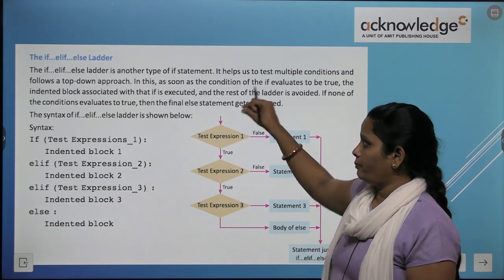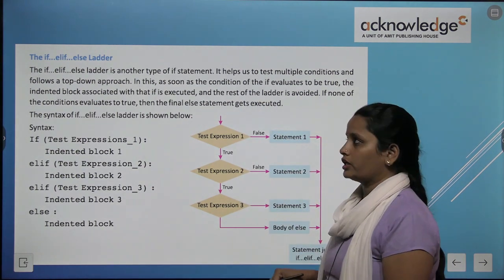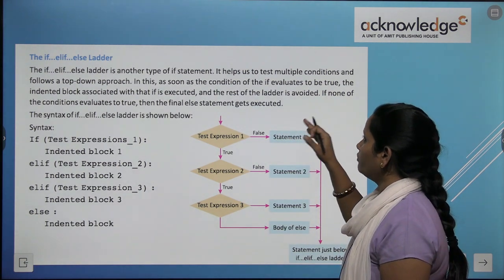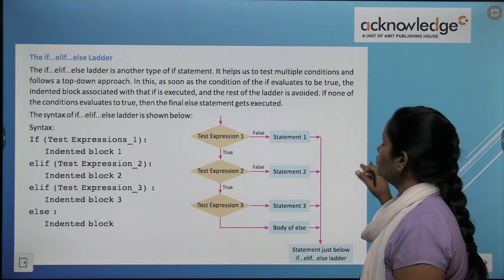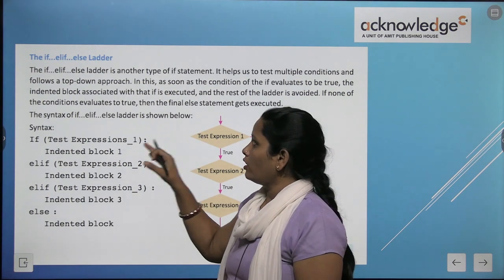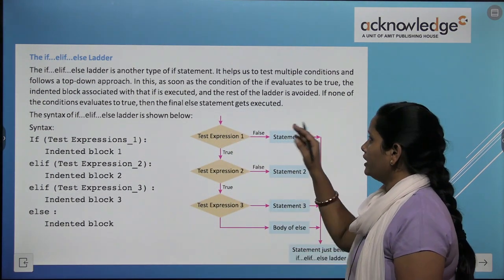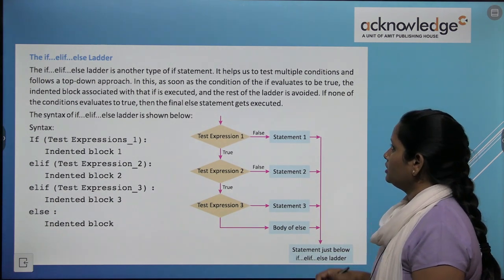It follows the top to down approach. Top से down तक के approach को follow करता है. In this, as soon as the condition of the if evaluates to be true, the intended block associated with that if is executed and the rest of the ladder will be avoided.